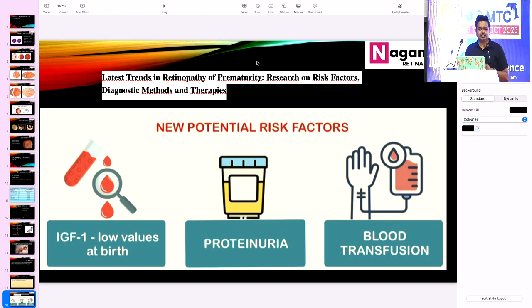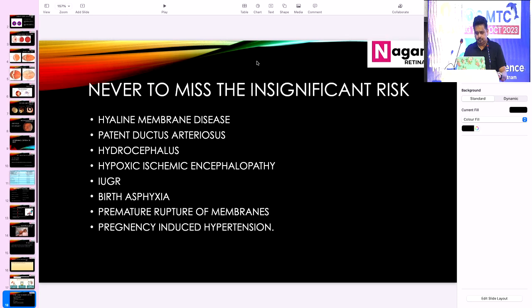And the most interesting factor which has been published by the International Classification of ROP in 2022 is proteinuria. Embryologically, the retina and the kidney share the same embryological development. So, proteinuria is also noted in patients suffering with ROP because of underformed glomeruli. They lead to proteinuria.